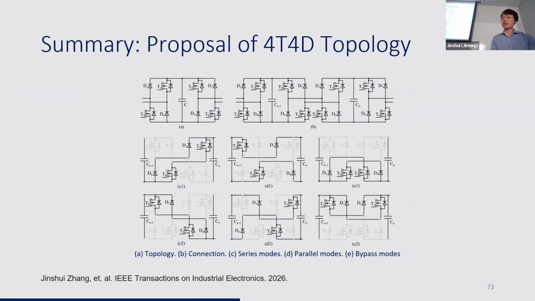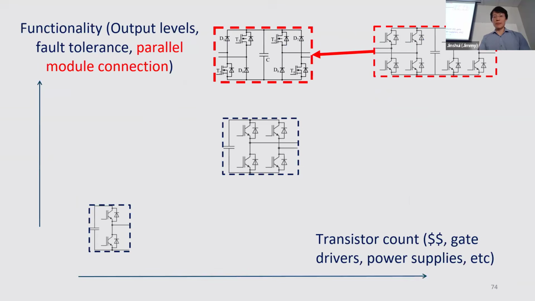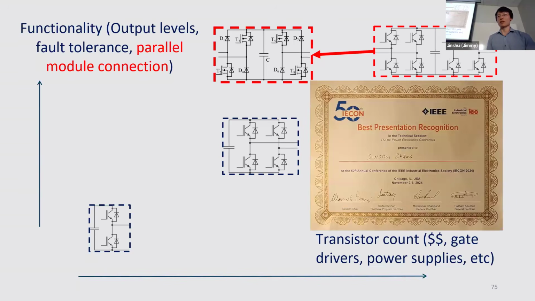So this is the basics of this new topology. It has a similar functionality to the CH2B, but a cost close to the full bridge. And we will see an application using this topology later. It's certainly an outlier in the trade-off of topology innovations. It's the first, and I think very likely the only, four-transistor topology that can generate bipolar output, fully block current, and support bidirectional paralleling between modules. This topology also won us the best presentation award at the 5th IE conference in Chicago.